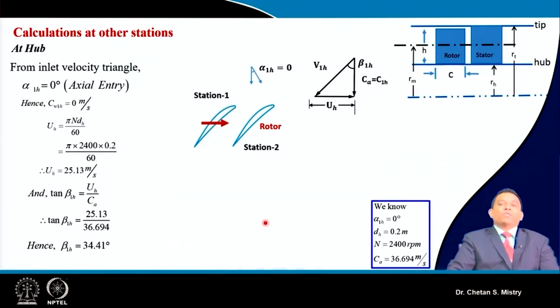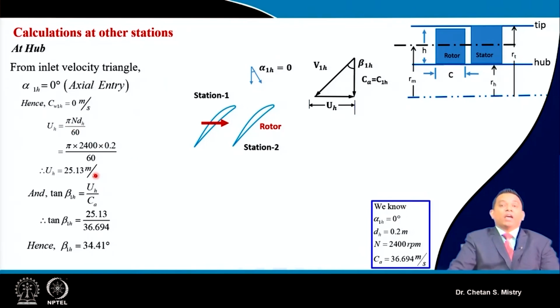Let's start with the calculation at the hub. This design approach is different from what we discussed for free vortex design. Here we need to do our calculation at the hub station in terms of flow angles. Suppose this is my velocity triangle at the hub. We have U hub, which we can calculate as pi D N by 60, since my hub diameter is 0.2.